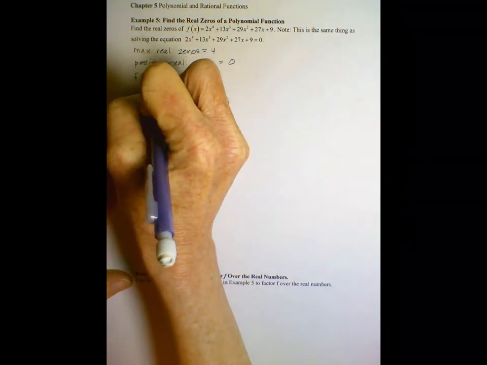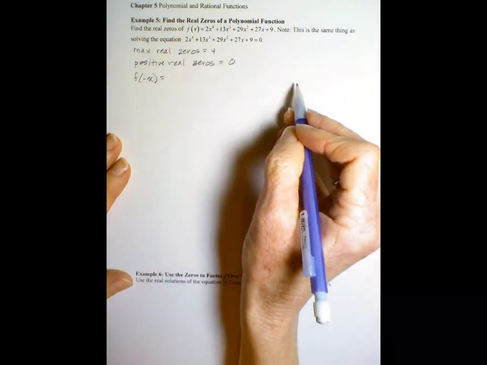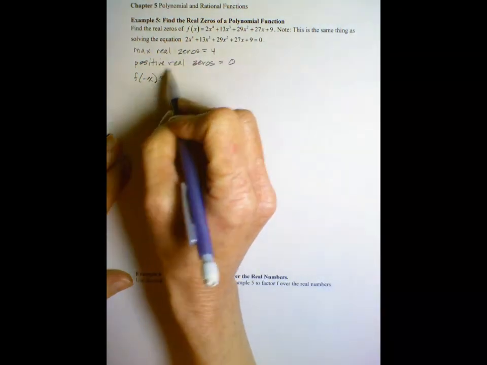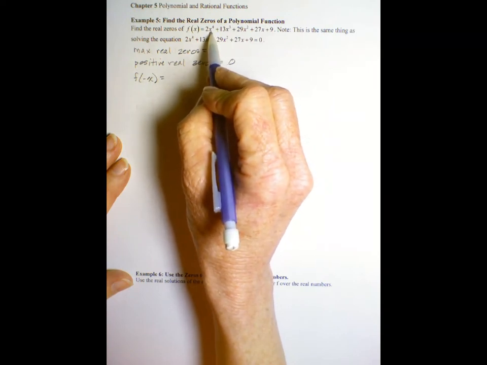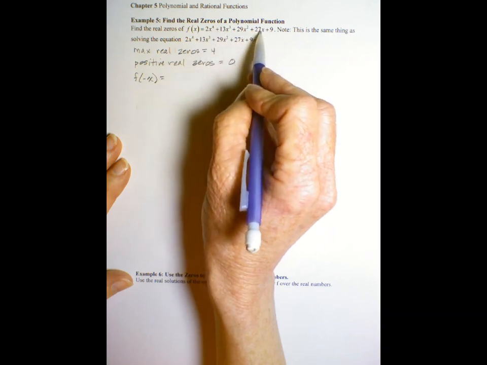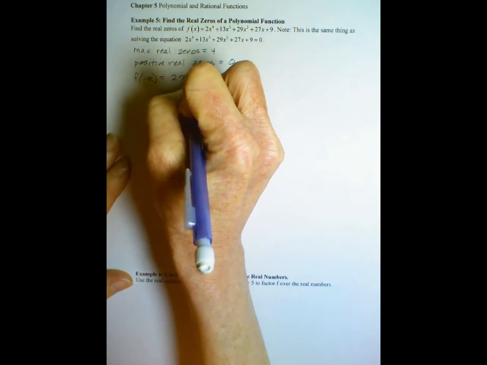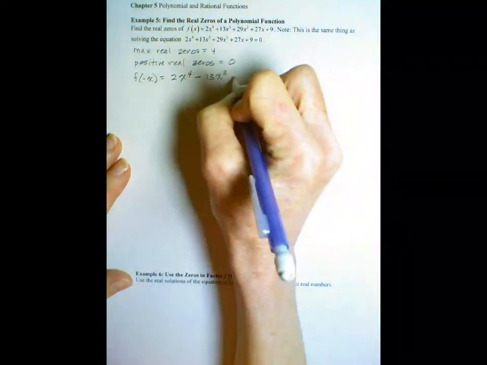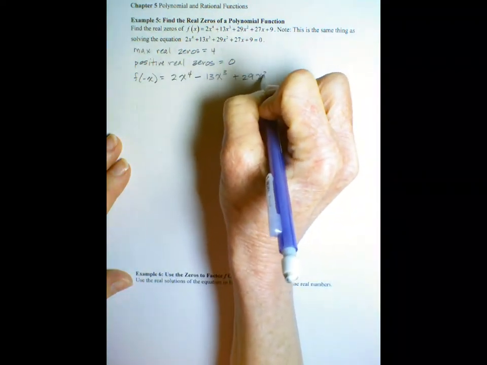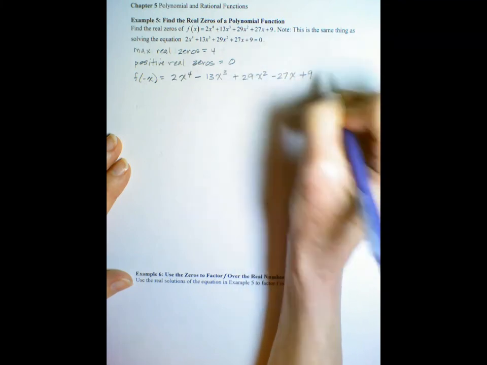We'll plug in negative x into f to find the function we need for counting negative real zeros. And recall that when we plug in a negative into an even power, it just stays positive, right? It becomes positive. So only the terms with an odd power on x are going to change sign. So 2x to the 4th is still positive, but 13x cubed now is negative. 29x squared is still positive, but the 27x is now negative, and of course our constant doesn't change.